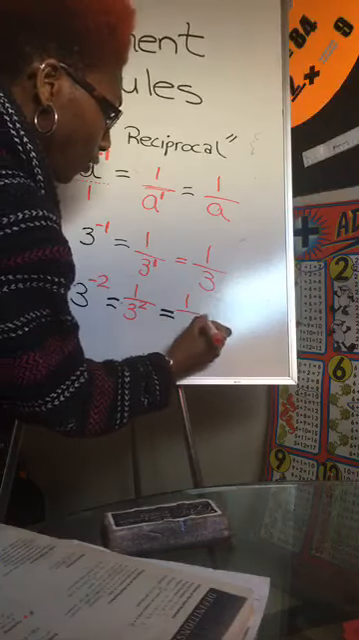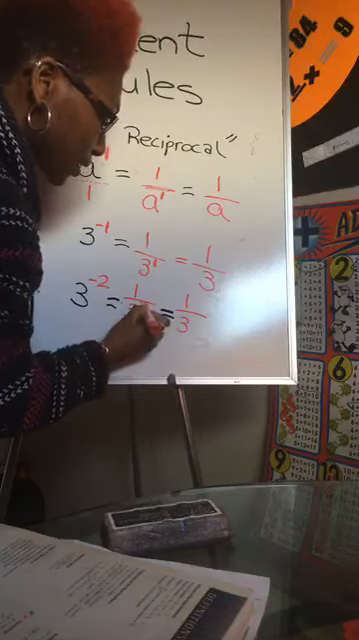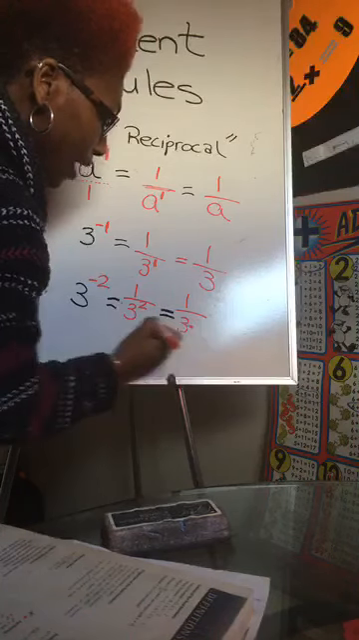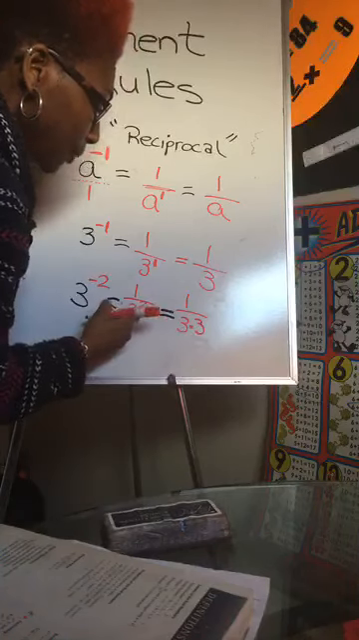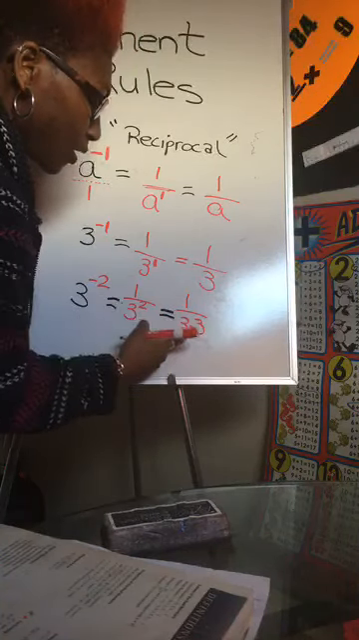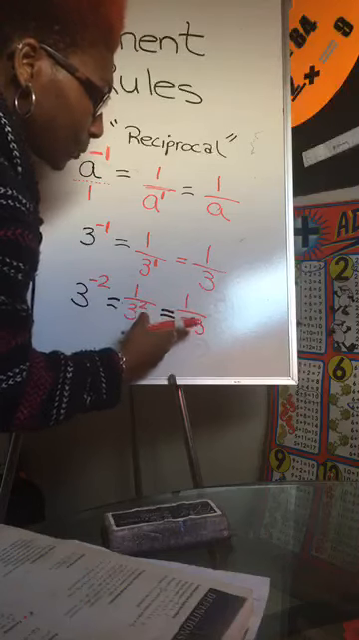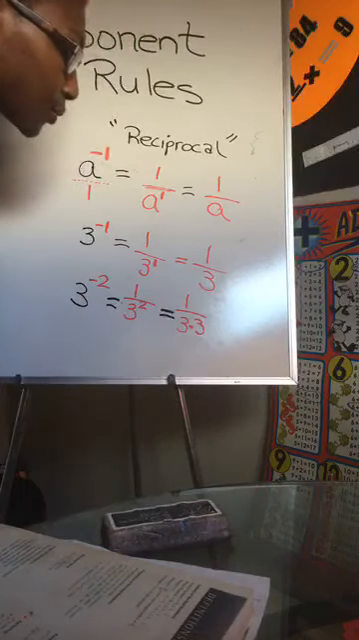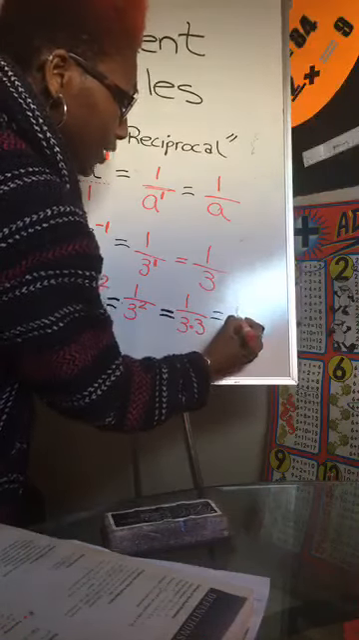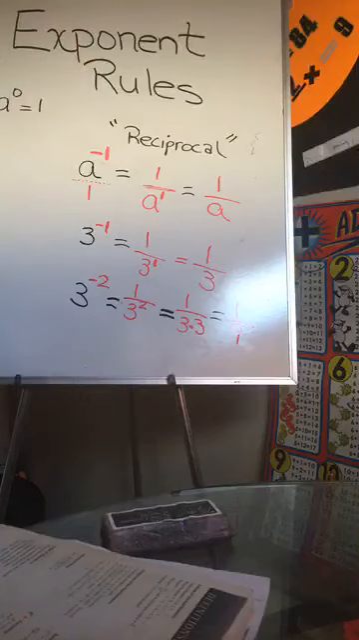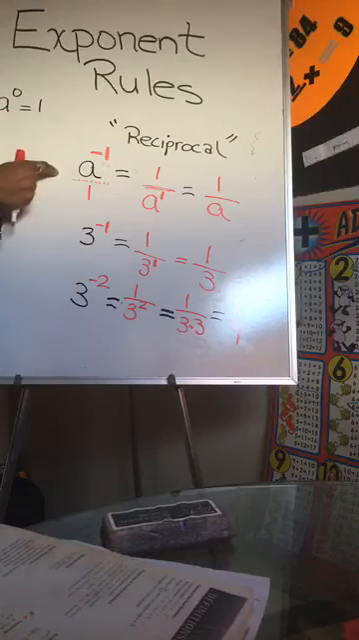So 1 over 3 raised to the second power means you multiply that same number that's given to you by how many times it tells you. So we need 2 of our 3's. So 1 divided by 3 times 3. And what is 3 times 3? 3 times 3 is 9. So that is 1/9. So it's 1 divided by 9, or 1/9. Okay? So this is our second exponent rule that you must know.